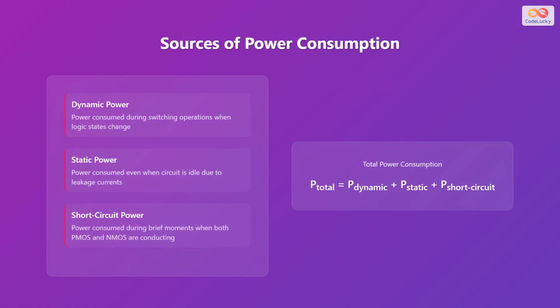Power consumption in digital circuits can be attributed to three primary sources. The first one is dynamic power, which is consumed during switching operations when logic states change. The second one is static power, which is consumed even when the circuit is idle due to leakage currents. The third one is short circuit power, which is consumed during the brief periods when both PMOS and NMOS transistors are conducting simultaneously. The total power consumption is the sum of these three components: dynamic power, static power, and short circuit power.